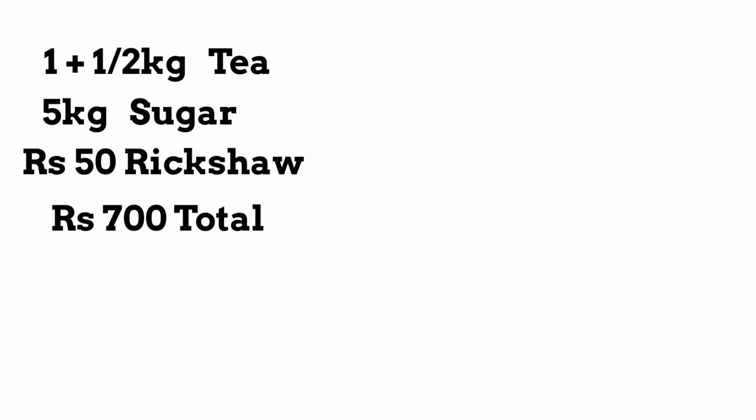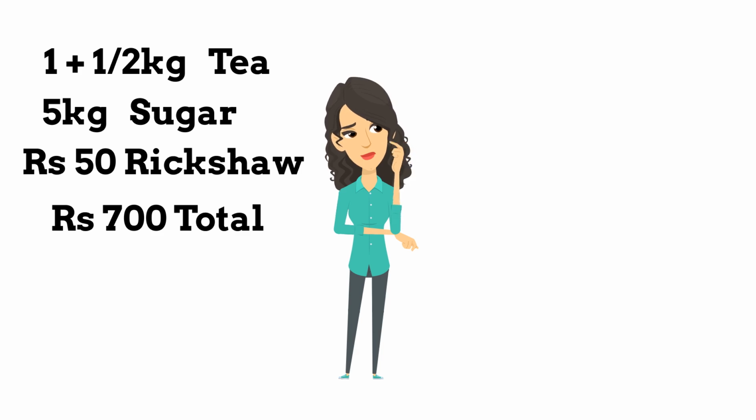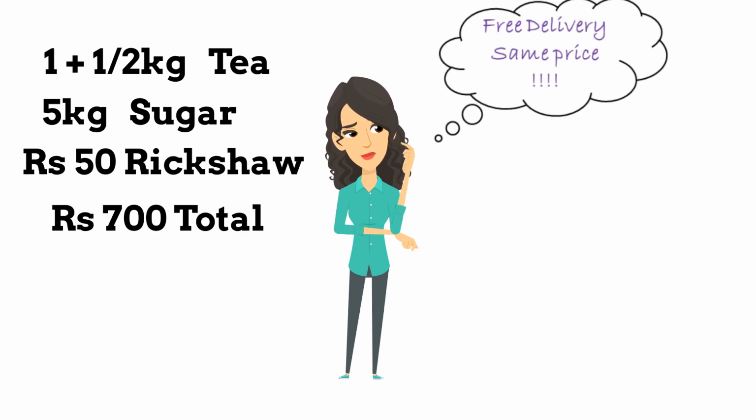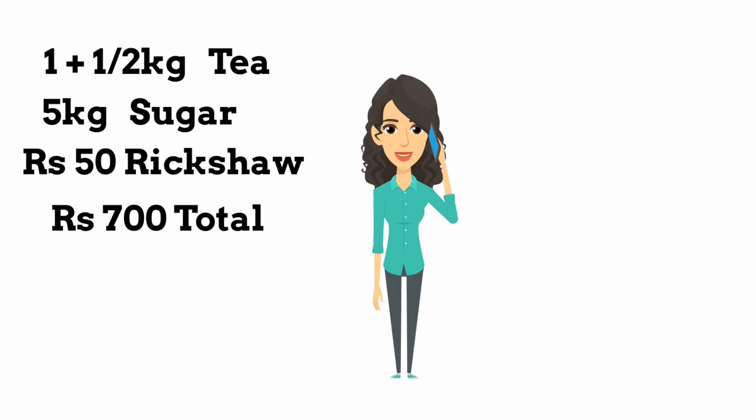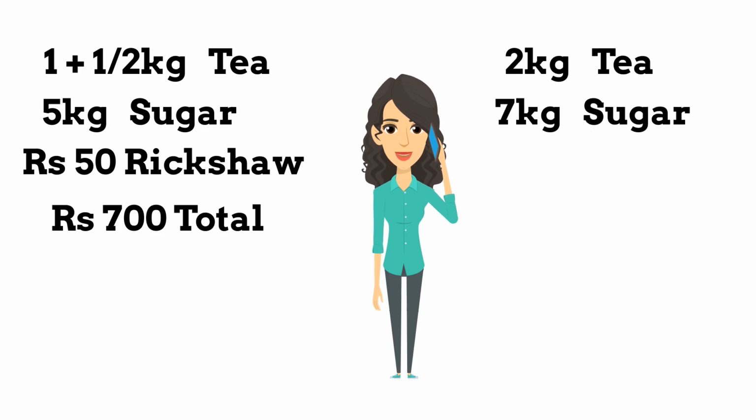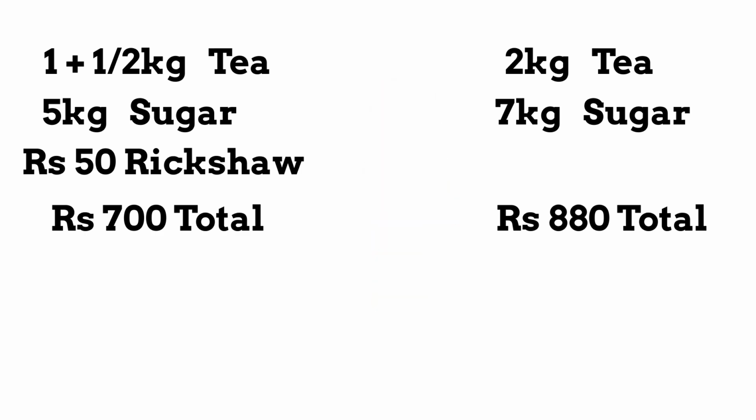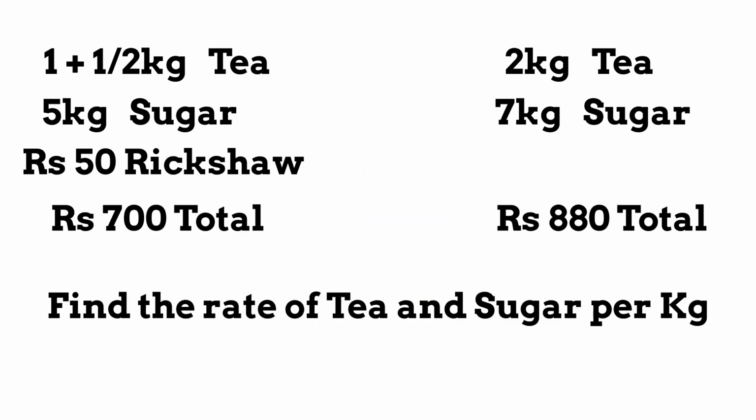Then she realized that by ordering online, the goods can be bought with free home delivery at the same price. So next month, she placed the order online for 2 kilogram of tea and 7 kilogram of sugar. She paid rupees 880 for that. Find the rate of sugar and tea per kilogram.